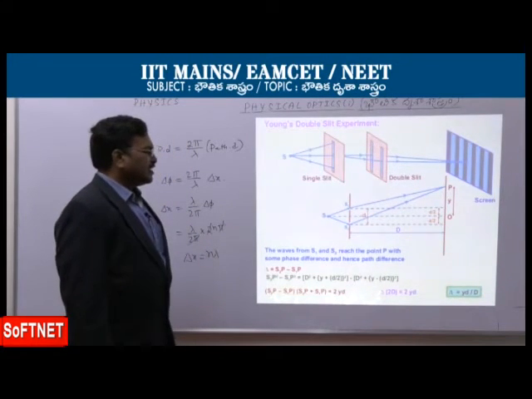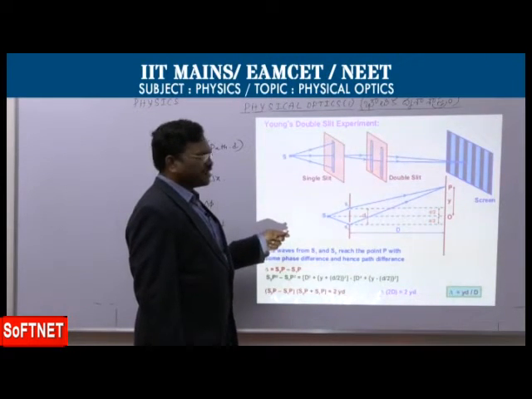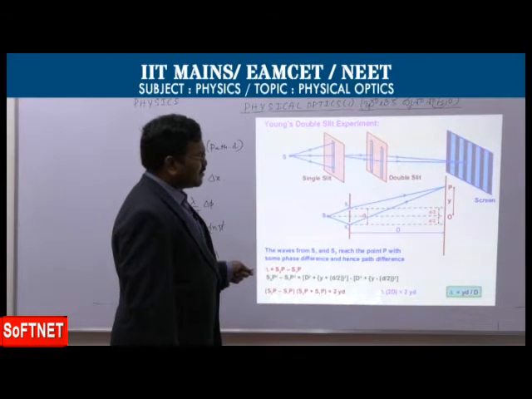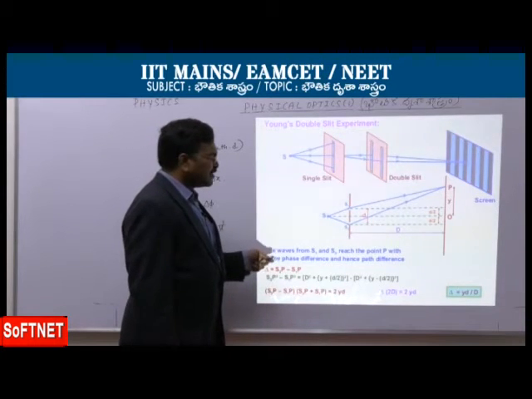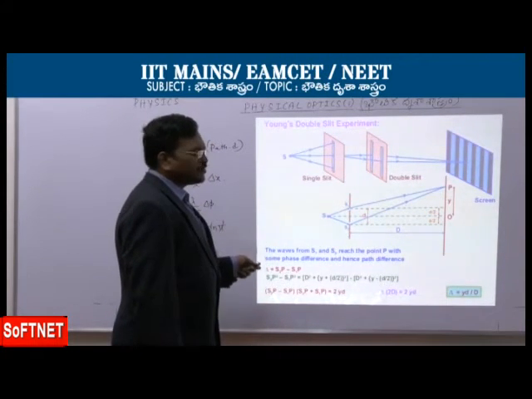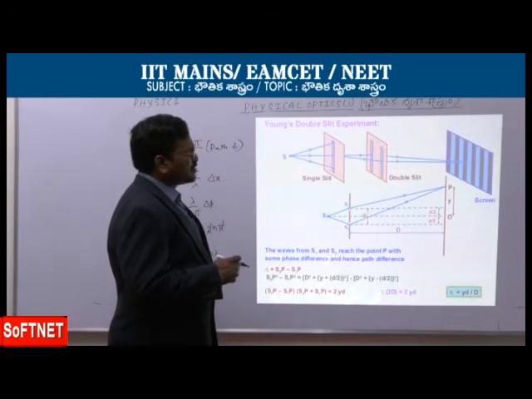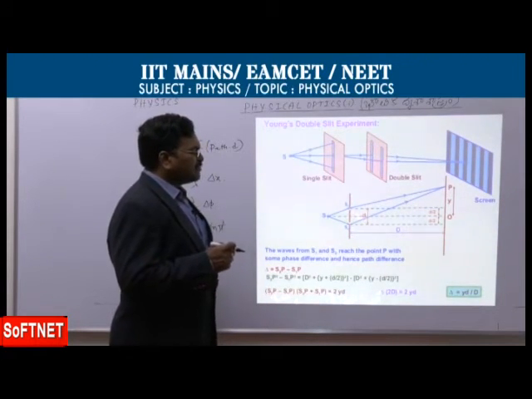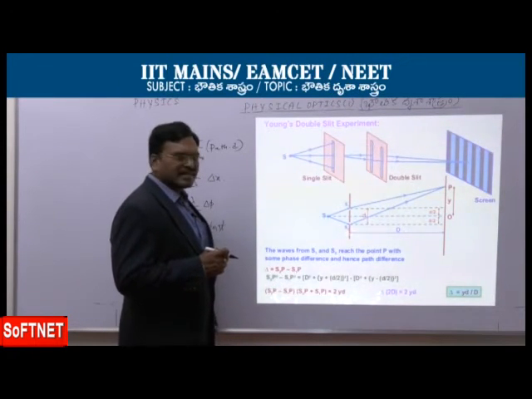Now suppose we draw an equivalent diagram for this Young's double slit experiment. We take two slits S1 and S2, and here the screen. Suppose the screen is at a distance capital D from the two slits, and small d is the distance between the two slits. S is the source of light, S1 and S2 are two coherent sources. Small d represents the distance between two sources. Capital D is the distance of the screen from the slits.